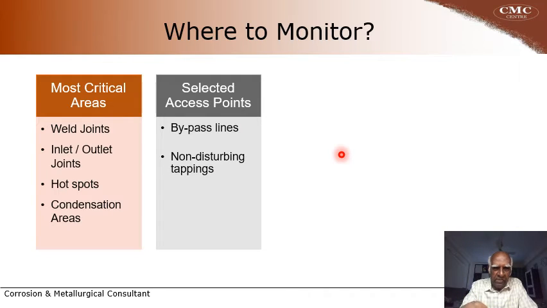Selected access points in the process: there are bypass lines, and there are non-disturbing tapping points like temperature and pressure measurement. In these areas, we can put coupons and monitor the corrosion.